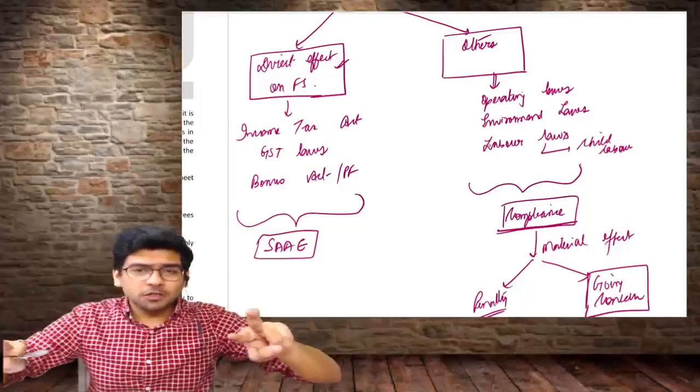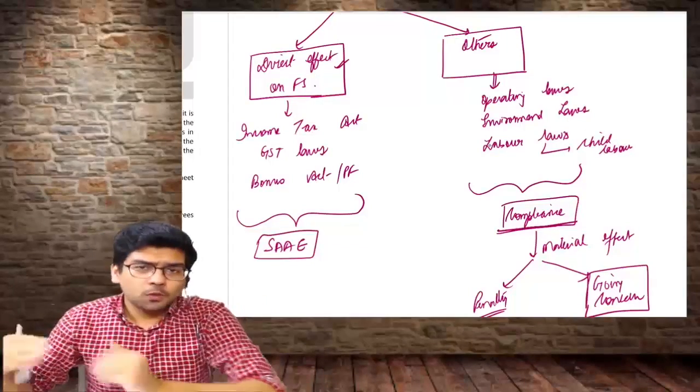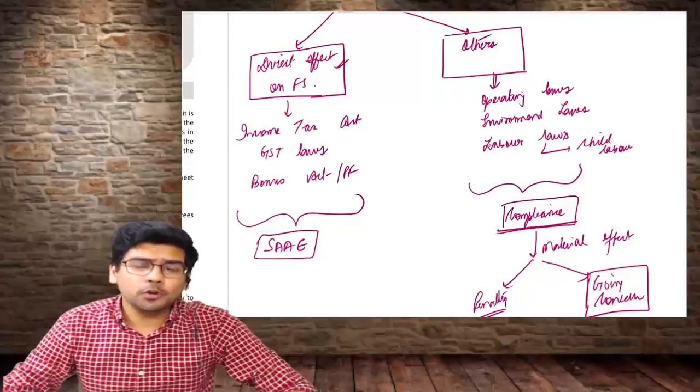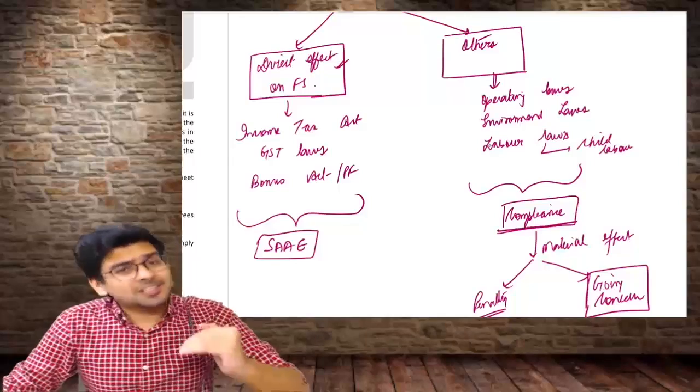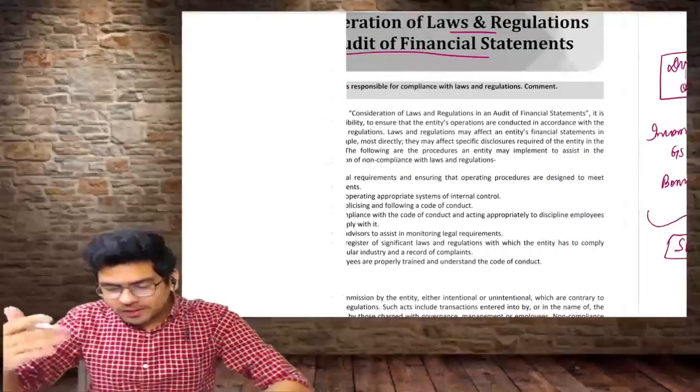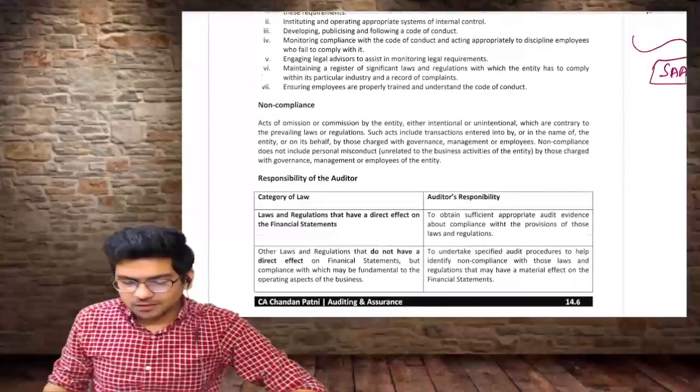So there are two kinds of laws, and for each of these laws, what is the responsibility of the auditor? We are going to cover that, okay. Again, it is a very, very simple standard. Don't go by the number of pages that we have, but let us start this, okay.